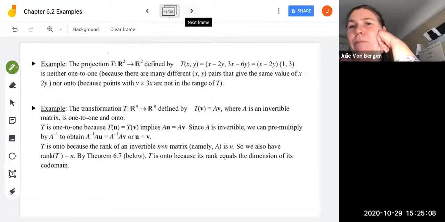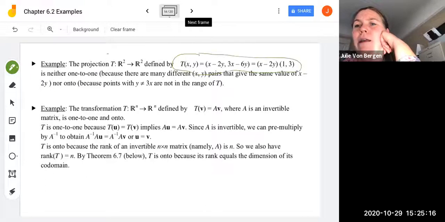Okay, let's look at this example. The projection from R2 to R2 defined by T of (x, y) equals (x minus 2y, 3x minus 6y), or we can factor out the x minus 2y. So we can say this is x minus 2y times the vector (1, 3). So it's not one-to-one because there's many different xy pairs that give the same value of x minus 2y. And it's not onto because points with y not equal to 3x are not going to be in the range of T here.